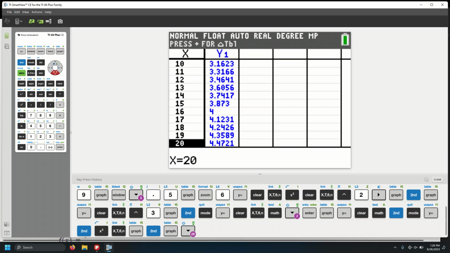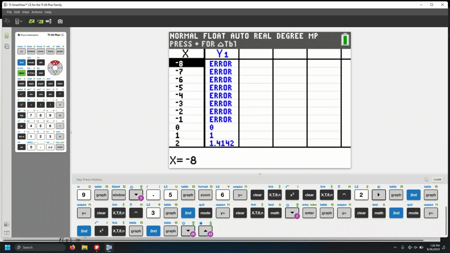Keep going, keep scrolling until you see 24, 25. That's 5. What happens if you go up instead? See how you're going to get an error if you type a negative number? That's because the square root of a negative number is an error.